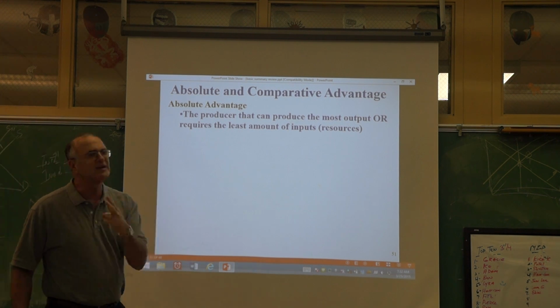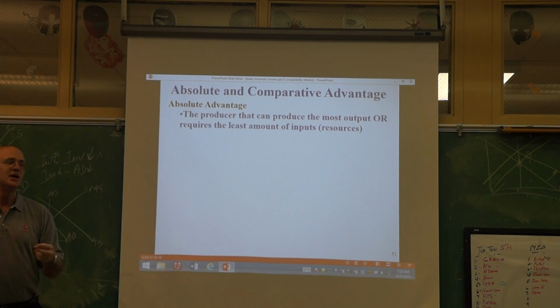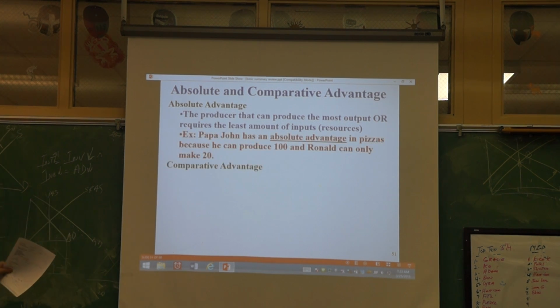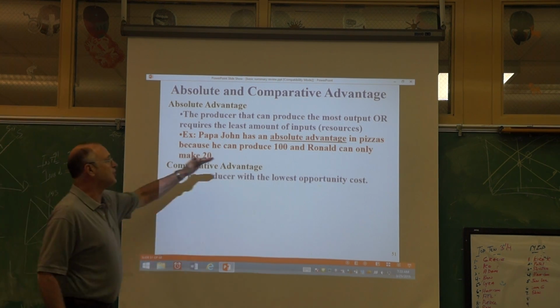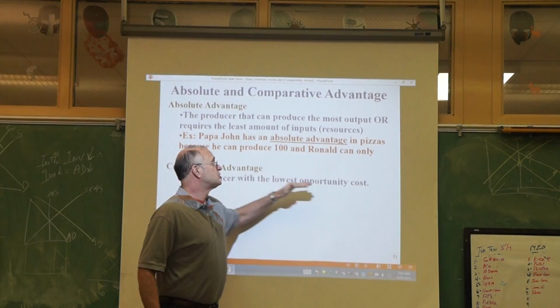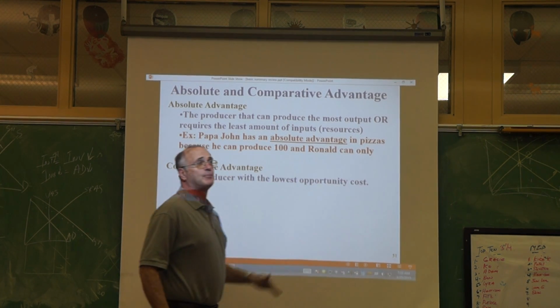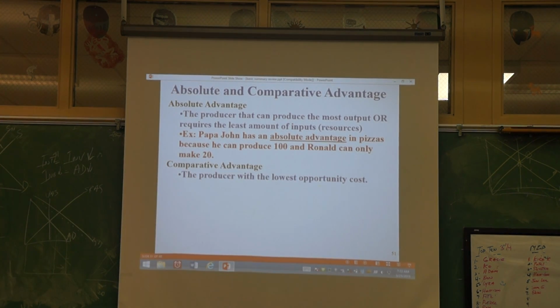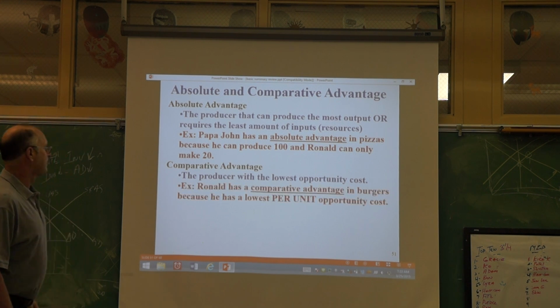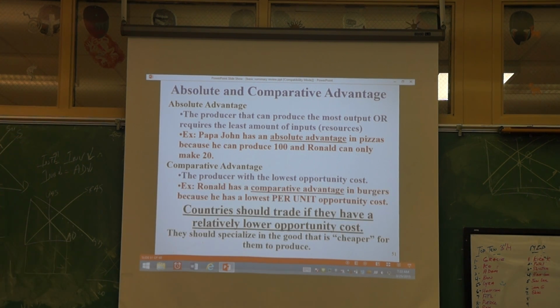Now, we're only dealing here with 2 countries when we do these. Both countries can have the absolute advantage. Okay? So you can have both countries having the absolute advantage. Comparative advantage is the producer with the lowest opportunity cost. So we're always looking for the lowest opportunity cost here. In comparative advantage, only one country could have the comparative advantage. Okay? And hopefully I'll have an example here.